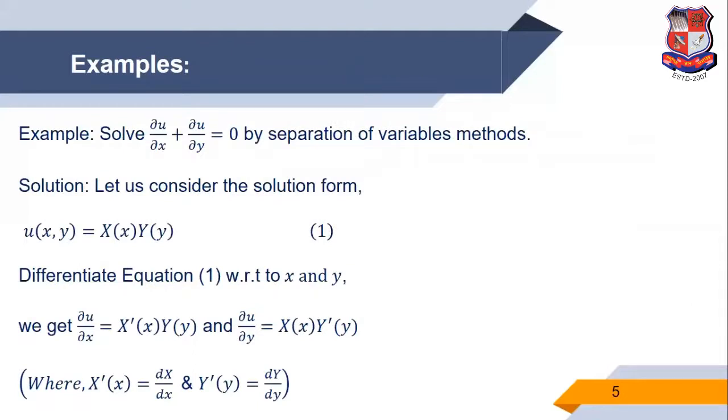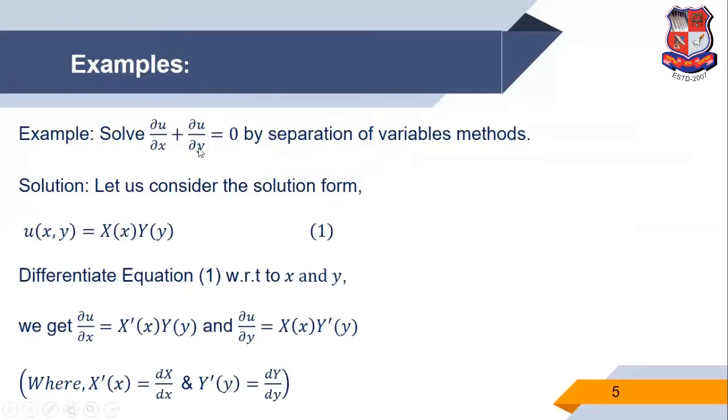Now we discuss the separation of variables method in an example. So we take one example. Question: solve ∂u/∂x + ∂u/∂y = 0 using the separation of variables method. In this partial differential equation, first we check which variable is dependent and which variables are independent. Obviously here u is dependent and x and y are independent.